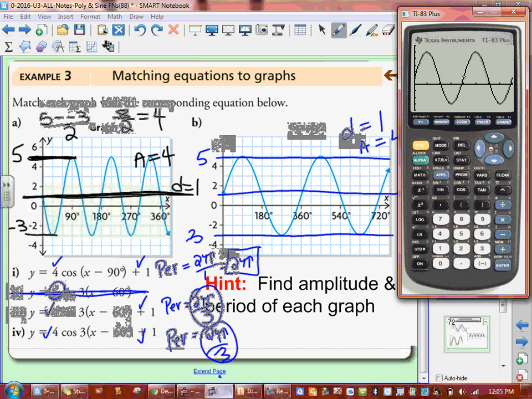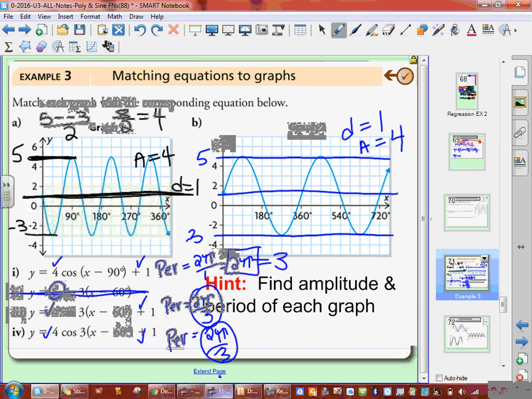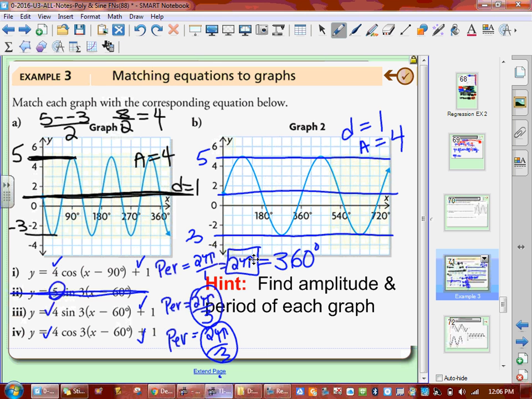So let's just take a look. Which one was matching? Well, if I look at the very first one, if I were to trace one period right there, that's not 360 degrees. But if I trace one period over here, one period ends at 360 degrees. So that means I know graph 2 matches equation 1. So equation 1 is graph 2. Now I need to match equation 3 or 4. Which one matches the graph 1 that I've got there?